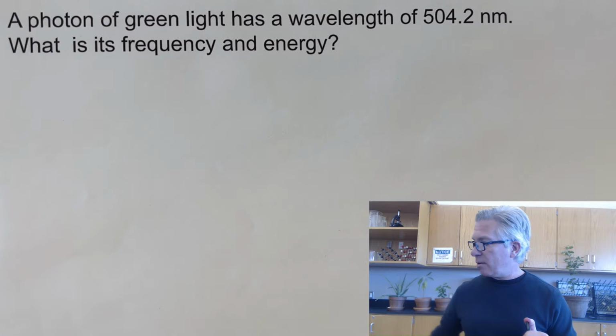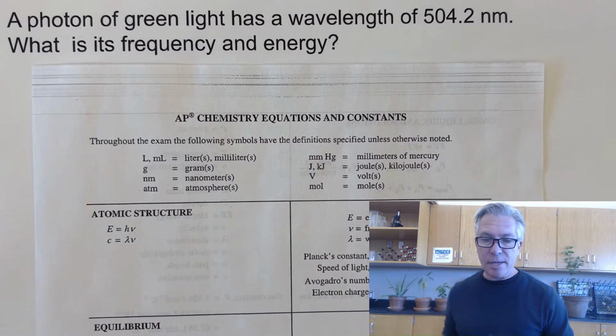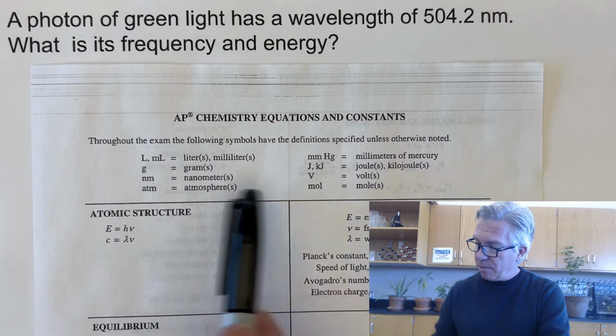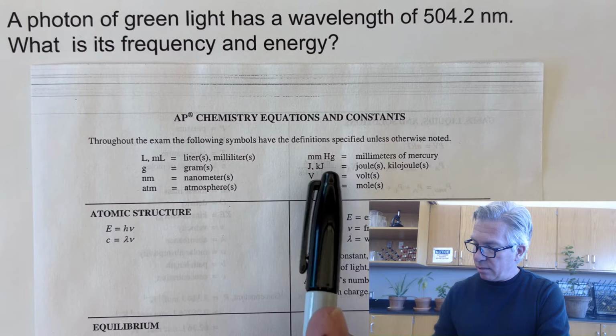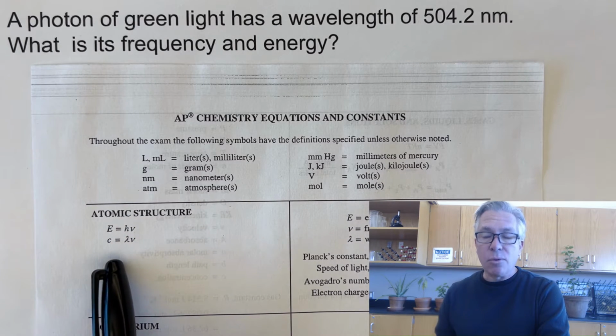So, a quick little background. You'll probably be provided with a formula sheet. Here's one from the AP chemistry class that I teach. It has some information up here like nanometers and milliliters and some pressure units. These are the equations we're going to be using for this.